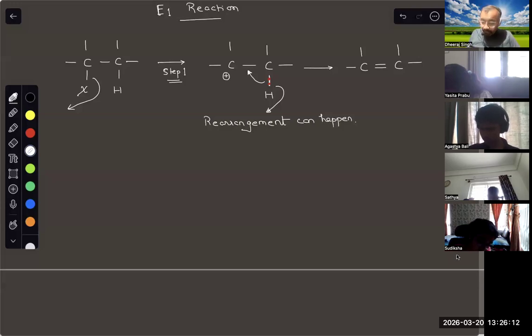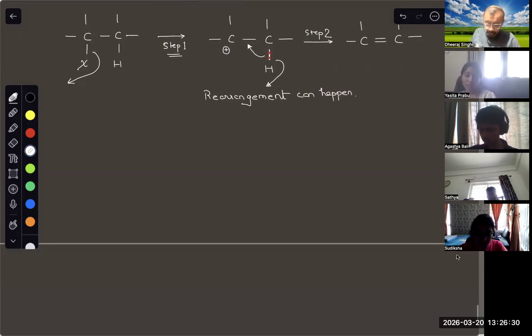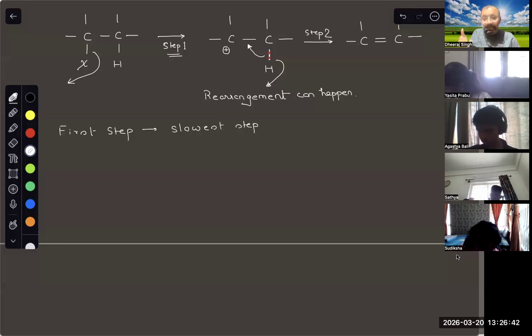But step 2 is not the same. How will you know whether in step number 2, substitution will happen or elimination will happen? That is the game here. You need to understand that. We'll write all the details. In fact, for the first step, please write down: the first step is a slow step. In SN1 also, the slowest step was the formation of the carbocation, right?